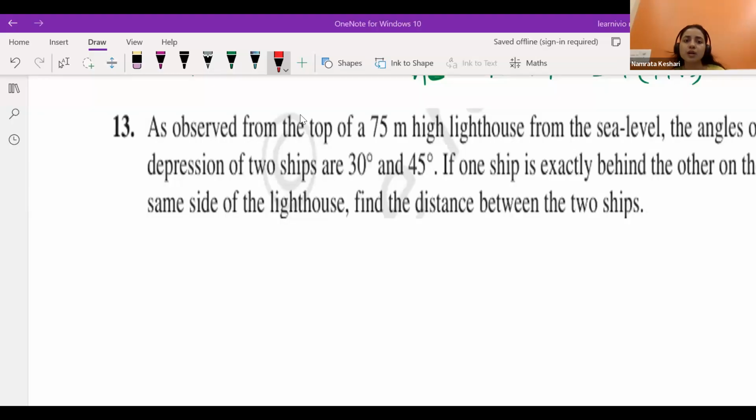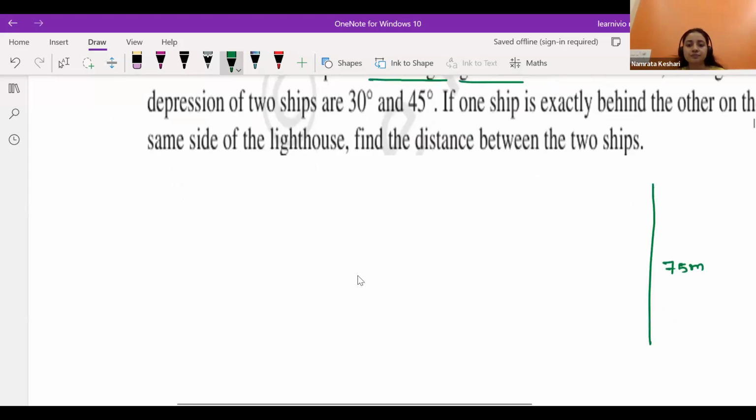We don't have to draw the actual figure. We just need to understand what exactly it is. So there is a 75-meter high lighthouse, 75 meters high from the sea level. The angle of depression of two ships. There are two ships in the sea.